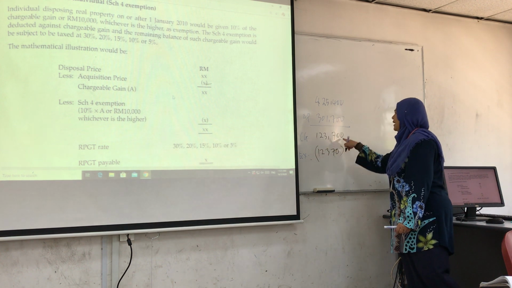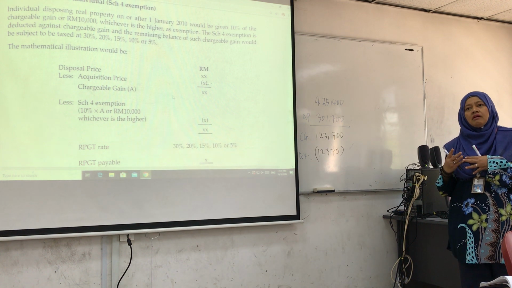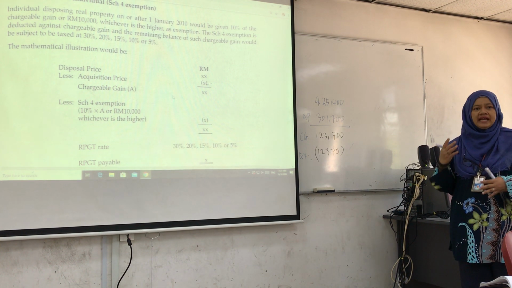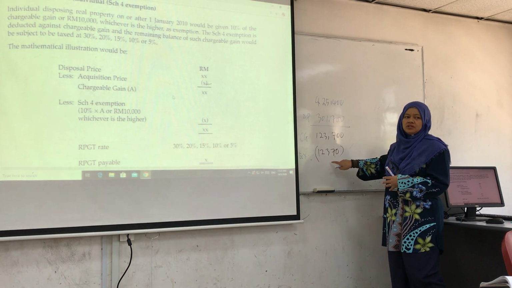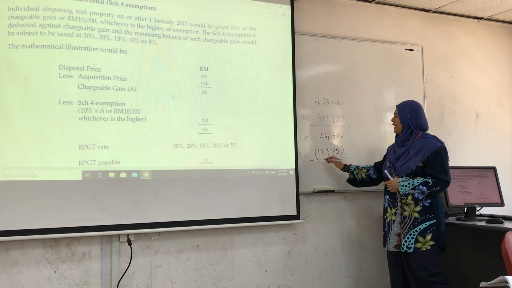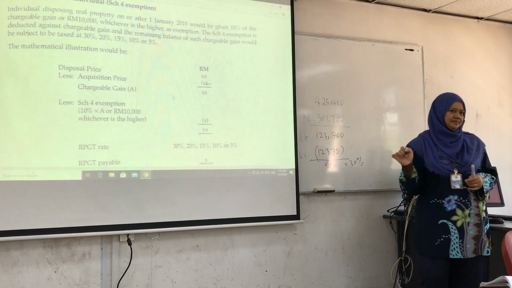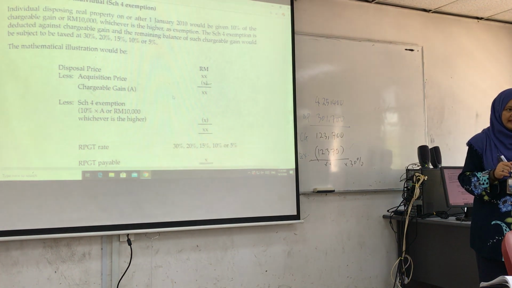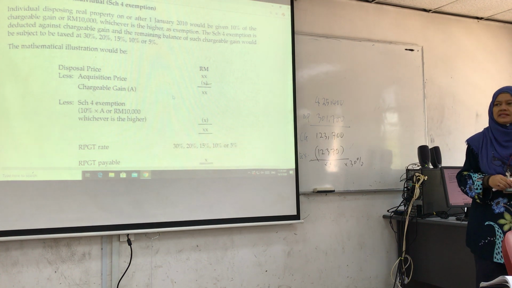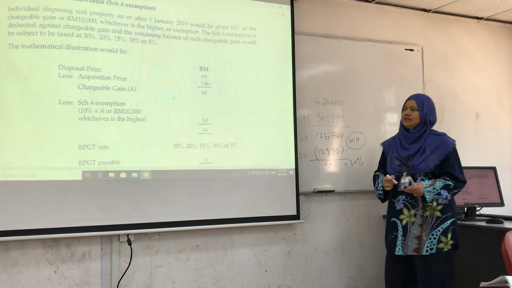It is 12,370, which is 10% of this chargeable gain. Because the law says 10% or 10,000 ringgit, whichever is higher. So 10,000 or 12,370, this one is higher, and you claim it as your exemption. For the balance, only then do you multiply by 30%. Again, it's only for individuals. If a company, there's no exemption. Whichever is higher.